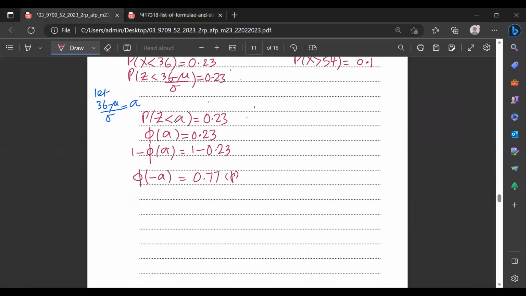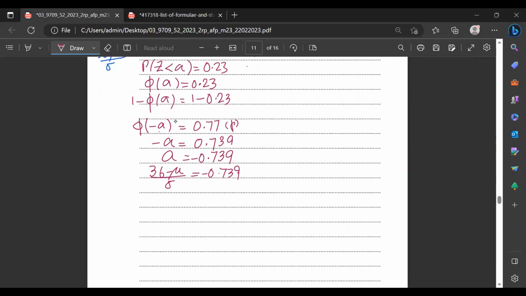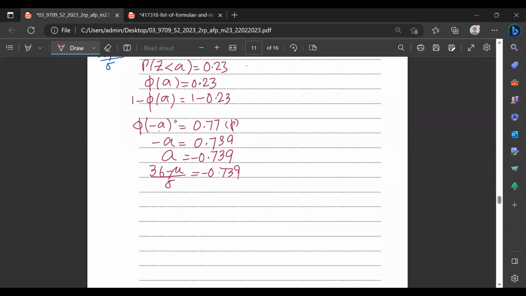So the value is 0.739. This is the z value, and z value is minus a. So a is equal to minus 0.739, and a was (36 minus mu) over sigma, which is equal to minus 0.739. Then 36 minus mu is minus 0.739 sigma. So this is number one.